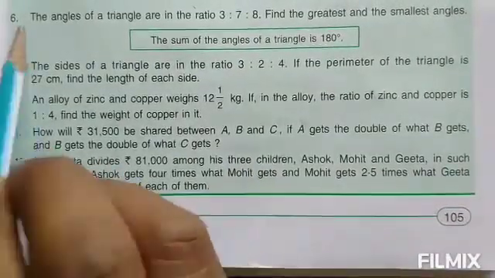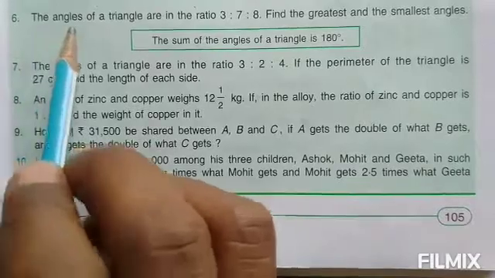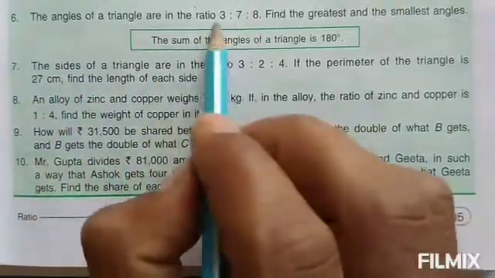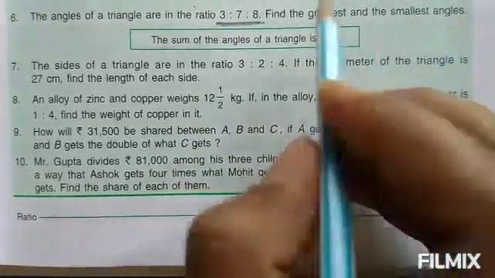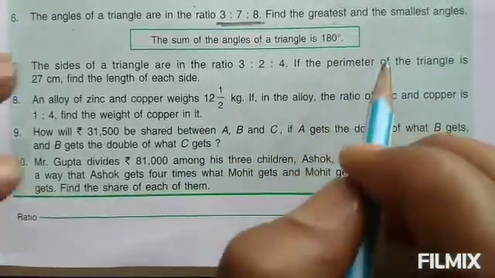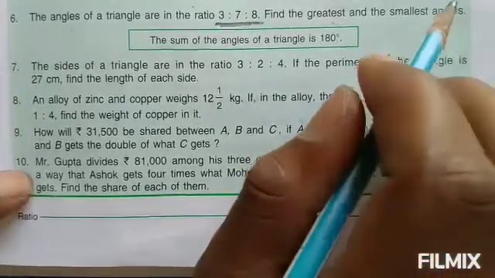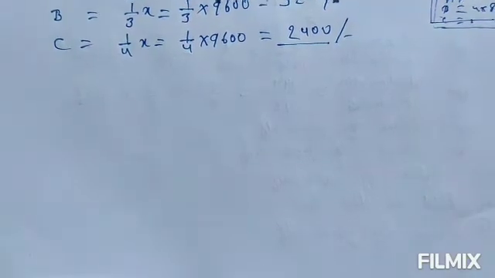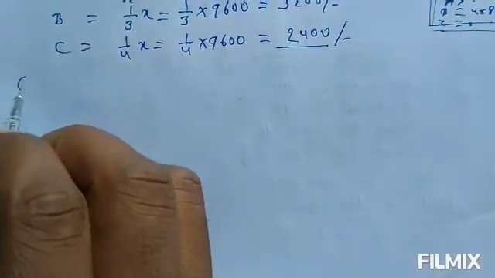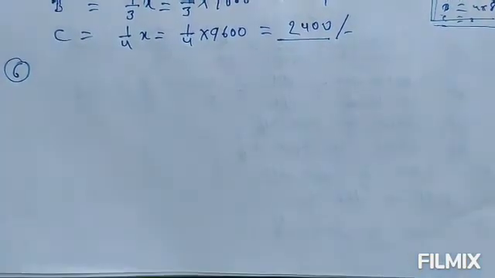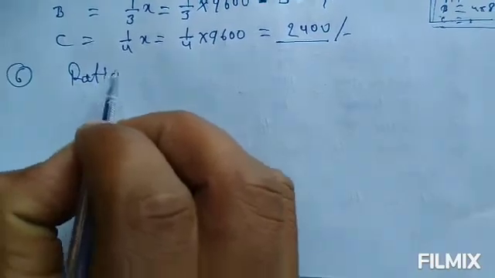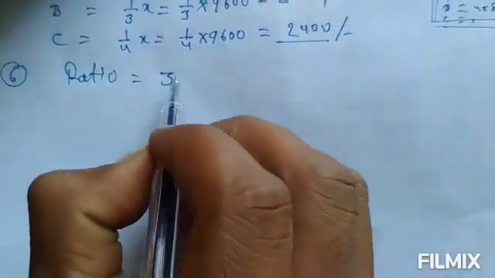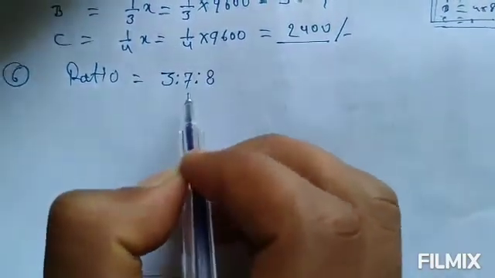Question number 6. The sixth question is: the angles of a triangle are in the ratio 3:7:8. Find the greatest and the smallest angle. In any type of triangle, there are 3 angles. So let's start question number 6. Our sixth question is the ratio of angles. The ratio is already given: 3, 7, 8.